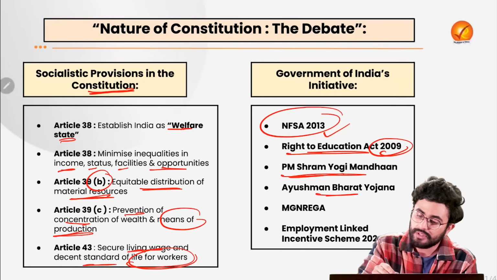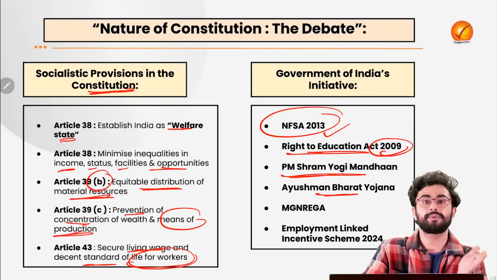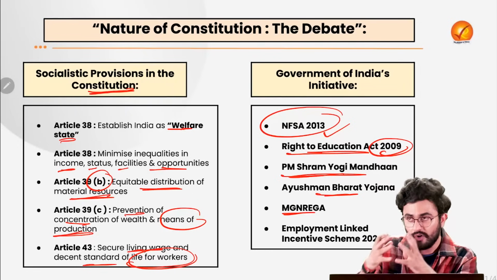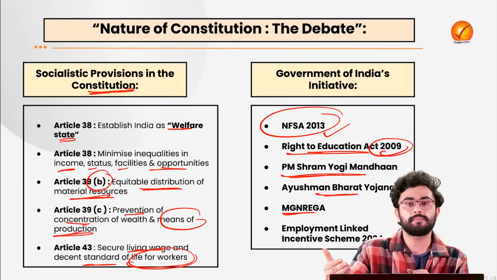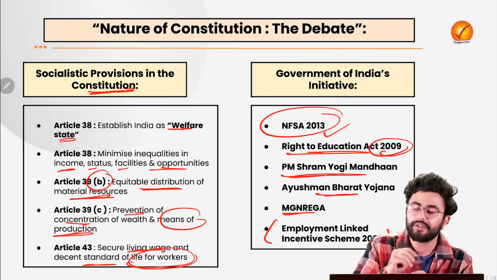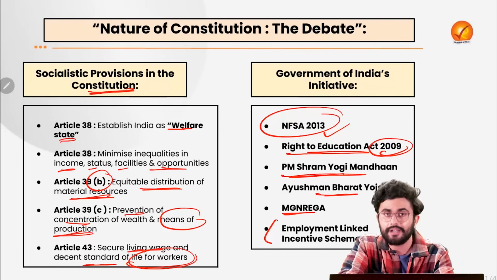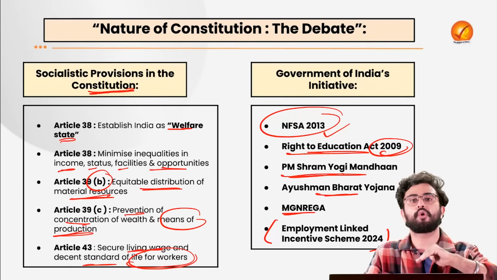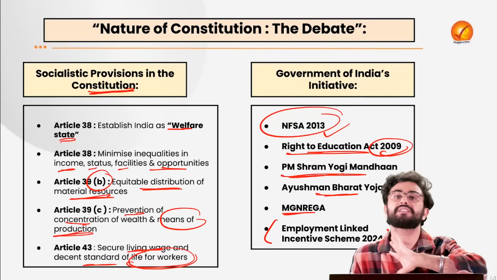Under Ayushman Bharat Yojana, the government is trying to provide health insurance cover of 5 lakh rupees per family per year. Then there is MGNREGA, under which the government is trying to create rural employment at the grassroots level, specifically for people who are unskilled. Then in budget 2024, the employment linked incentive scheme was launched by the government, where the government is stating that if there is a company which is going to provide employment, for the first salary, a certain amount will be shared by the government as well.